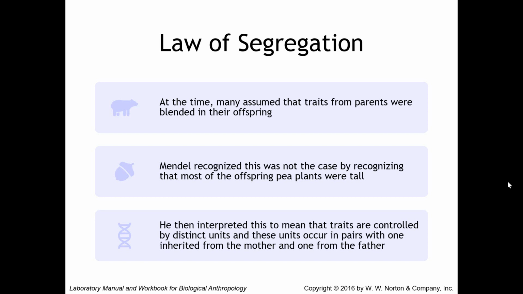So he interpreted this to mean that the traits are controlled by distinct units, and these units occur in pairs with one inherited from the mother and one from the father. So this meant that the units for the traits, or genes, appeared separately in the sex cells of the parents and are brought together in the offspring. The units are segregated and then they're reunited. The law of segregation explains why genes from two homologous chromosomes are equally likely to be passed on.